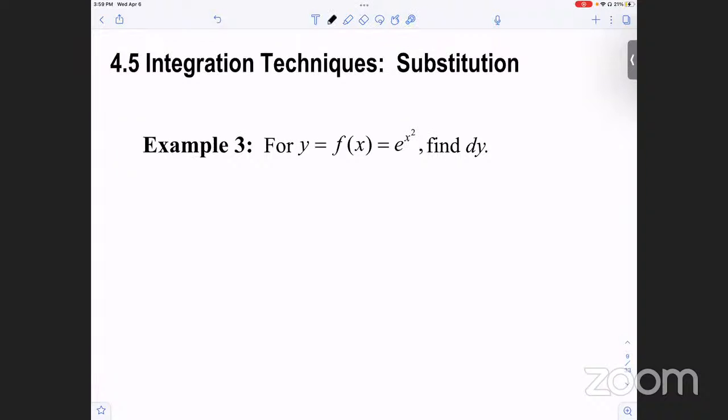This next one, we have y equals e to the power of x squared. We can take the derivative on both sides. On the left, we're going to get dy. The derivative of e to a power is itself, so we're going to have e to the power of x squared, but then we have to multiply by the derivative of the exponent. The derivative of x squared is 2x, and then we have dx. Yeah, that's right.